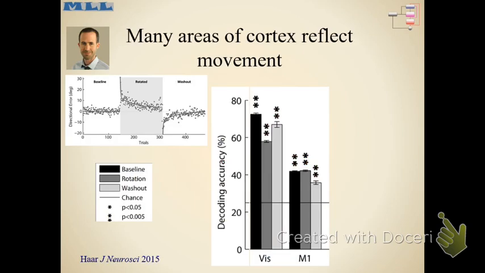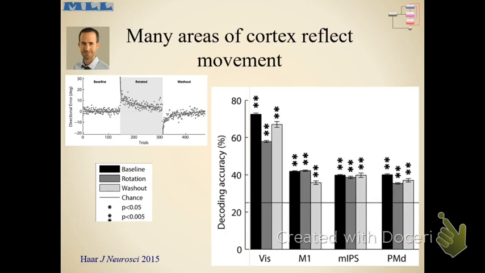And perhaps unsurprisingly, if you look at baseline movements, or at the end of rotation, or at the end of washout after they go back to normal, it's really easy to decode what movement they're about to do in the baseline by looking at all the other baseline movements. That's what this says. And it's true if you look at visual cortex or M1. There's information about the target in visual cortex, and there's information about where the hand's going in M1, and you can decode them. And it's also true for posterior parietal cortex and for premotor cortex.